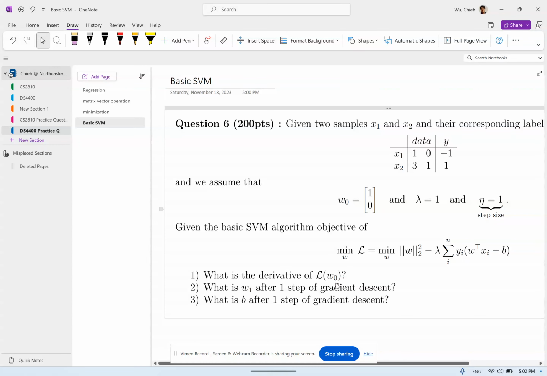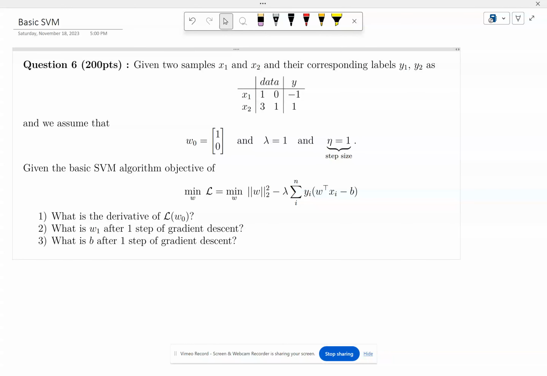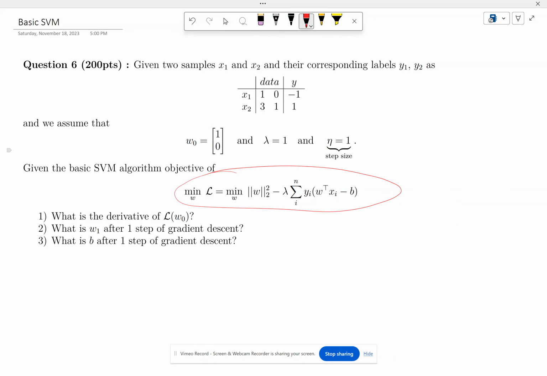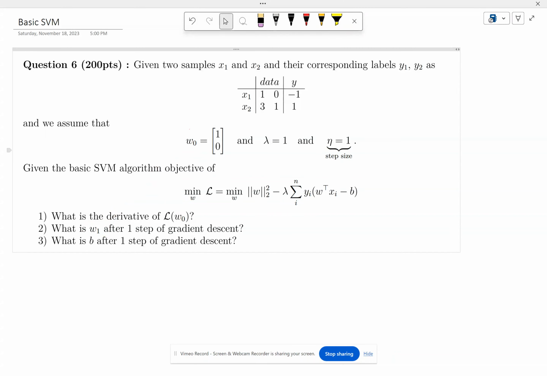All right, let's do another question here. For this question, we have some objective, and the goal is essentially to run one step of gradient descent. We start with W0, and we want to run one step of gradient descent and figure out the next step. And then after that, you want to figure out what B is. So this is like the easy version of SVM.